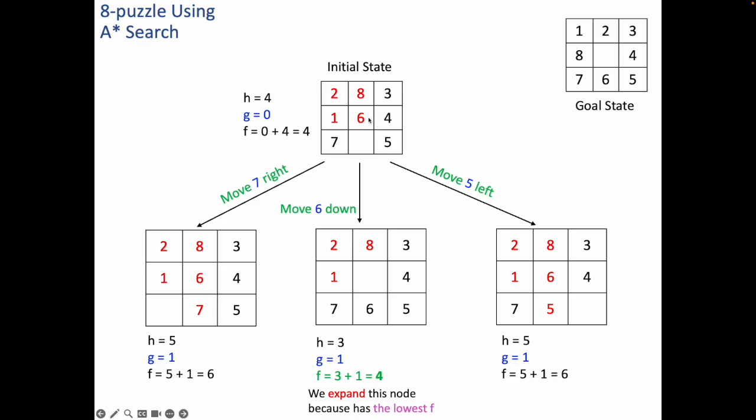If you move, for example, 5 to the left, you reach this state. And if you move 6 down, you reach this state, right? Now, if you move 7 to the left at this state, what is your heuristic?